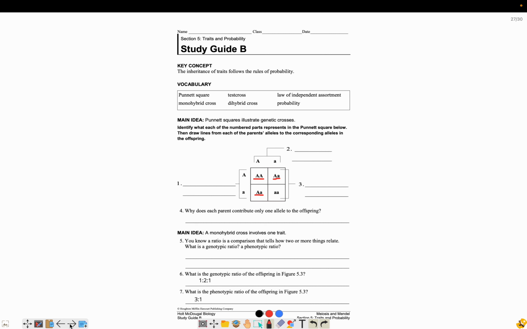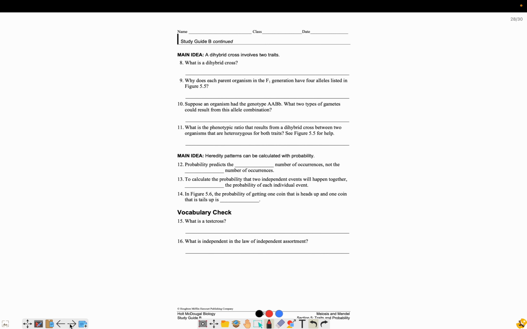All right, next page. What is a dihybrid cross? A dihybrid cross is whenever you have two different traits. It's a cross with two different traits. Why does each parent organism in the F1 generation have 4 alleles listed in 5.5? We don't have the picture of 5.5, but all you have to write is that.